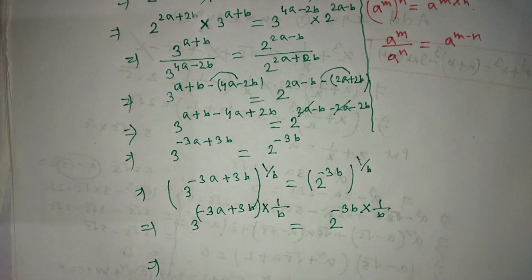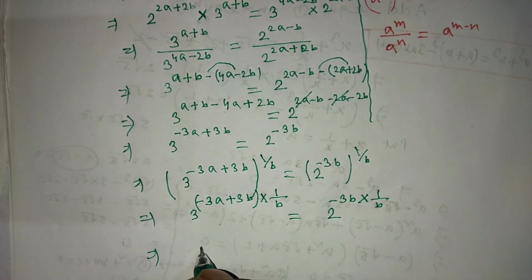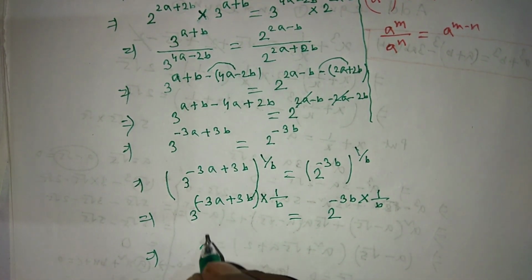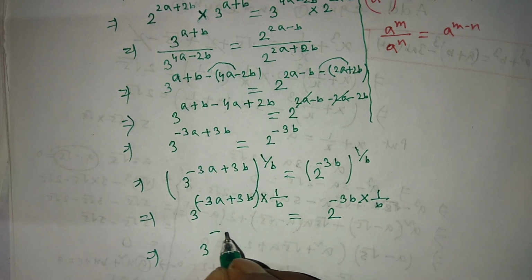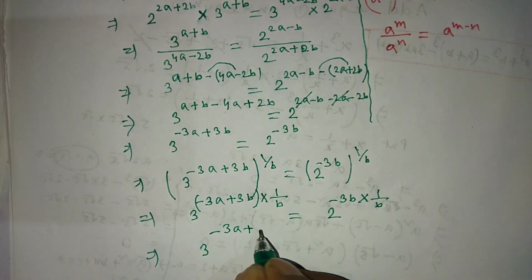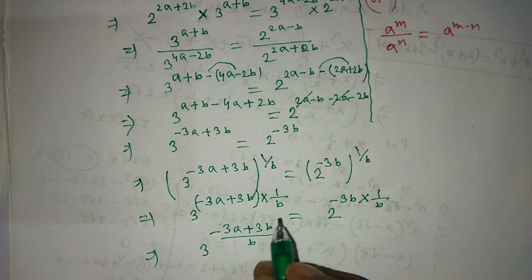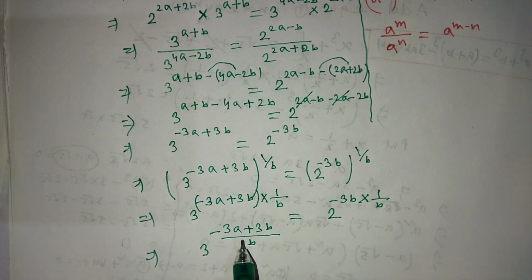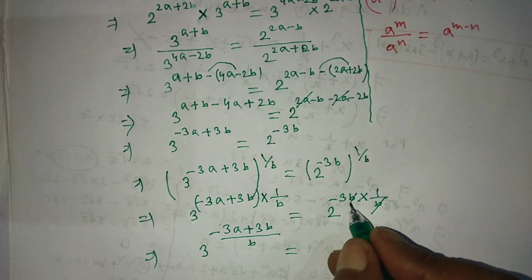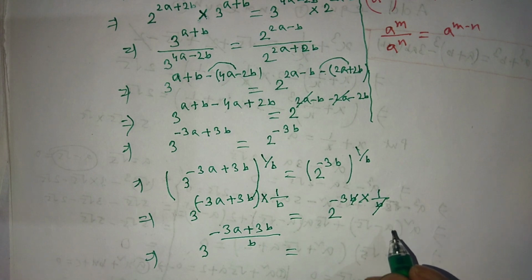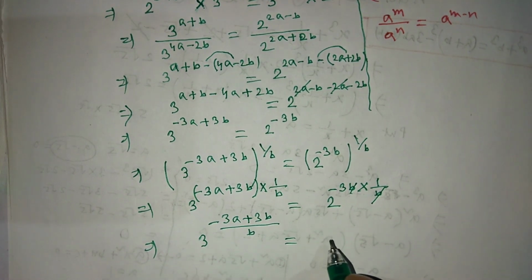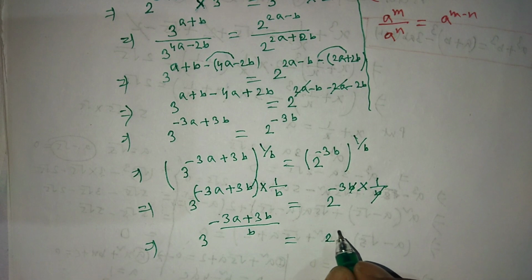So after that my dear student, on the left hand side we have to write in here 3 to the power minus 3a plus 3b over b. If you multiply minus 3a plus 3b into 1 by b, we have to write in here minus 3a plus 3b by b. So is equal to, so b we cancel from numerator and denominator. So on the right hand side only you have to write 2 to the power minus 3.